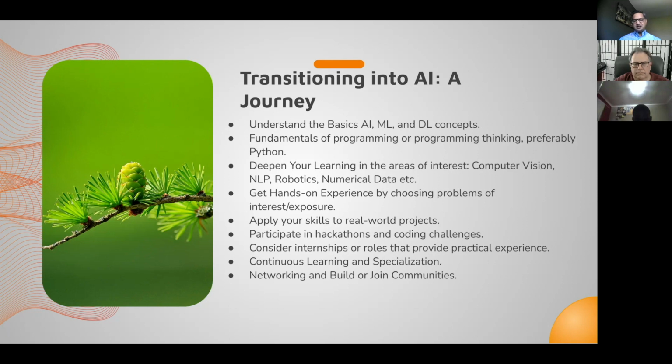And consider internships and roles that provide practical experience. If you are not able to engage in your current role, you can very much find roles outside, remote roles, and so on. I would say AI and ML has the most open source type of culture where you can participate and build your own network and community, go to meetups and so on. So these are the basic building blocks. Let's go to the next step.